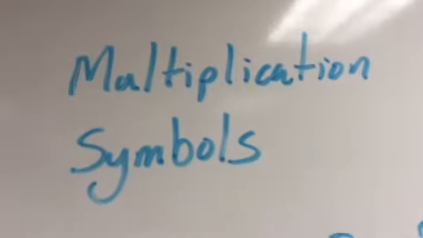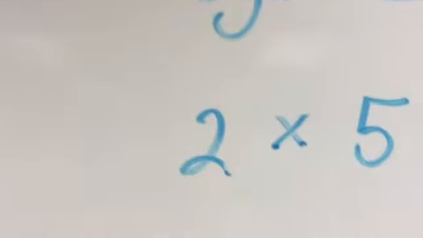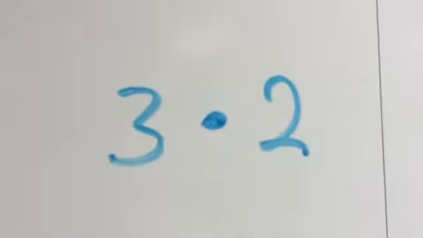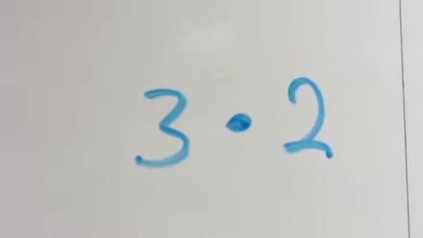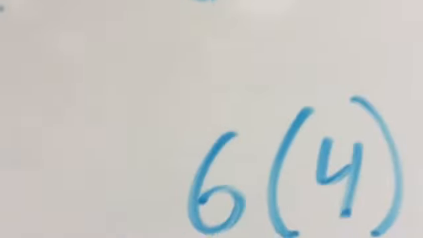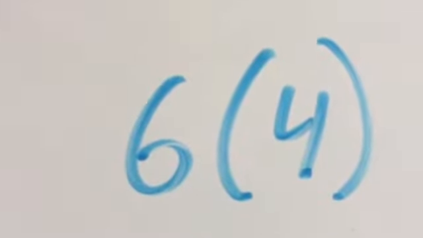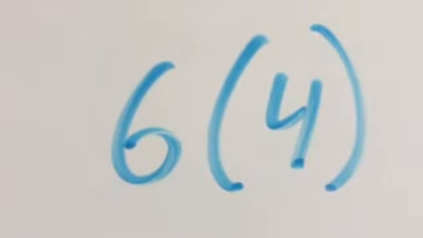Multiplication symbols. There are different multiplication symbols besides just the X. We have the X, 2 times 5. We can also use a big dot up in the middle between the two numbers. That is also 3 times 2. They all mean the same thing, as well as using parentheses. The parentheses around the 4 mean that you are going to multiply 6 times 4.